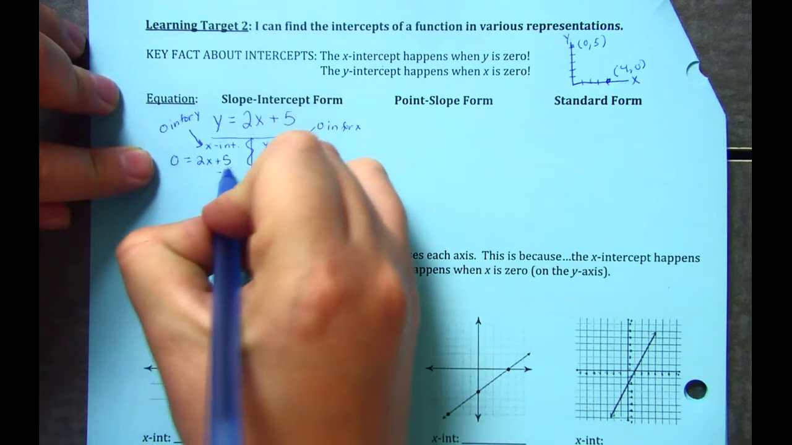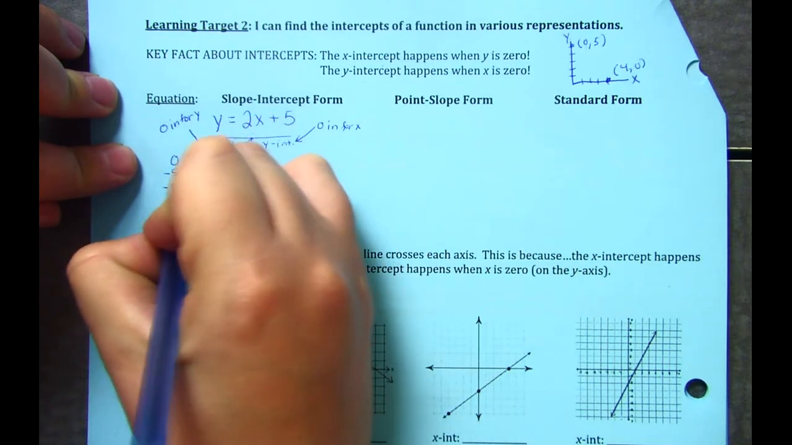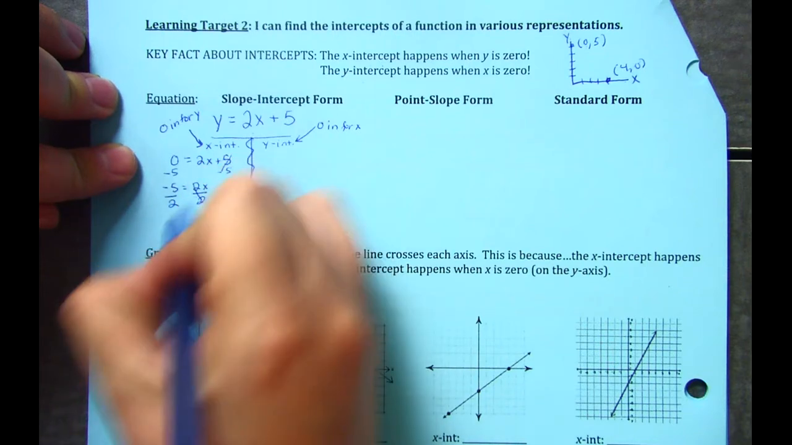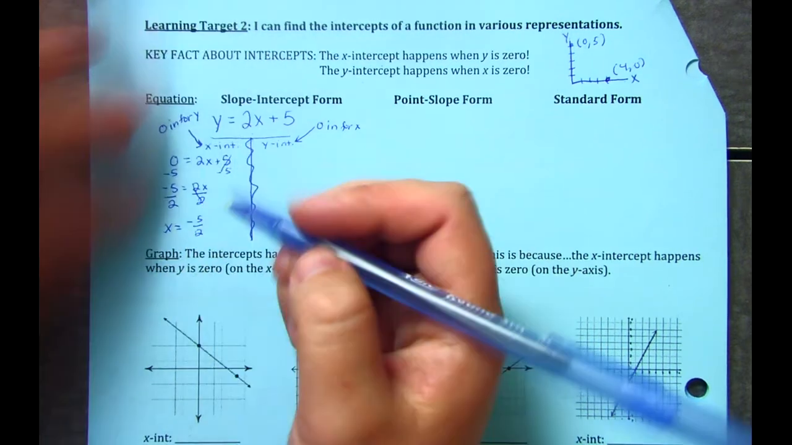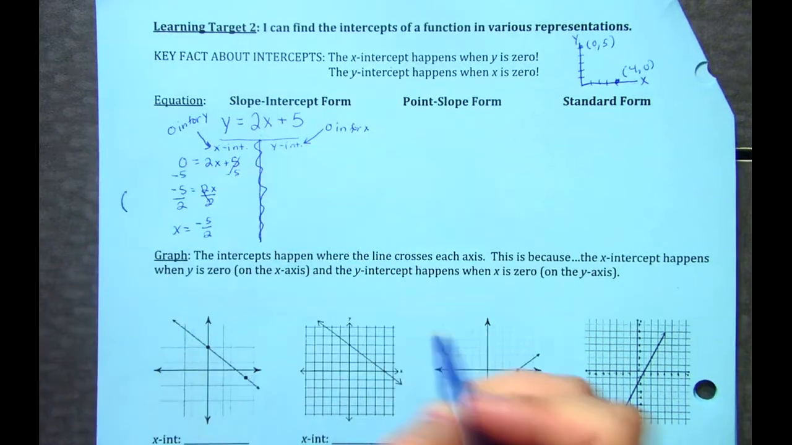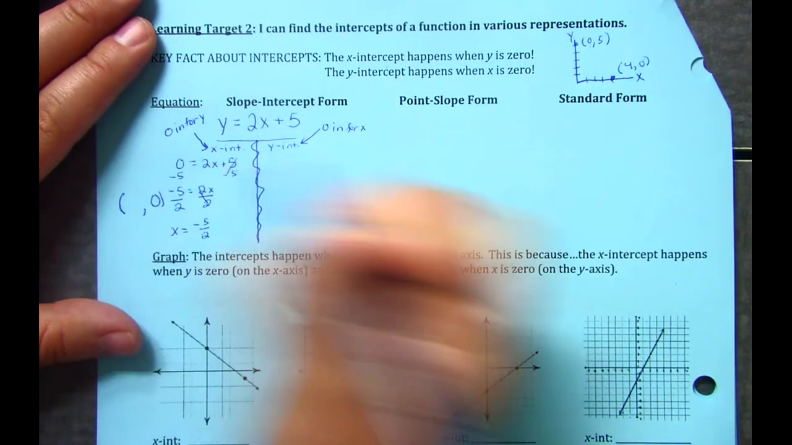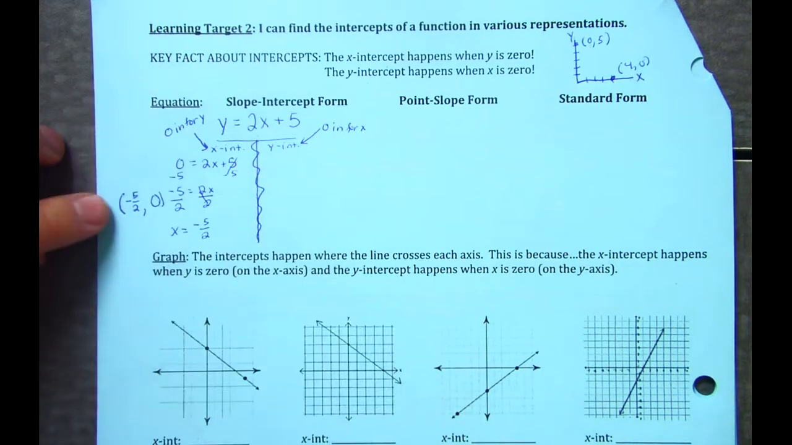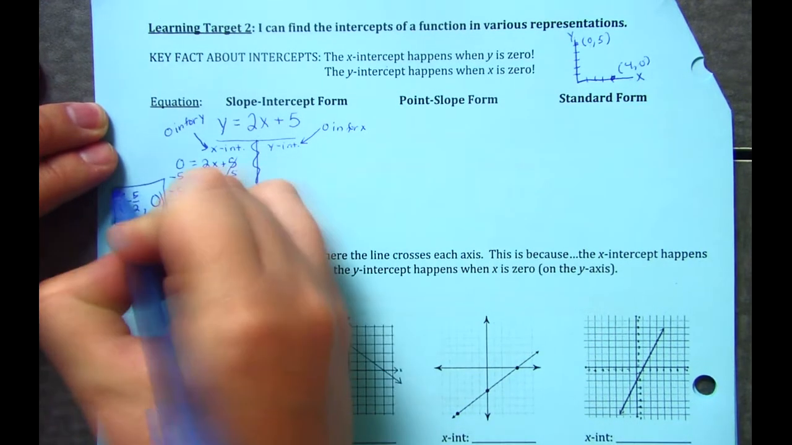So I would subtract 5 from both sides, just like I'm solving an equation here. So I have negative 5 equals 2x. Divide both sides by 2. So x equals negative 5 over 2. That's my x-intercept, which means I'm going to write it like this. When I put 0 in for y, my x-coordinate was negative 5 over 2. So this is my x-intercept.